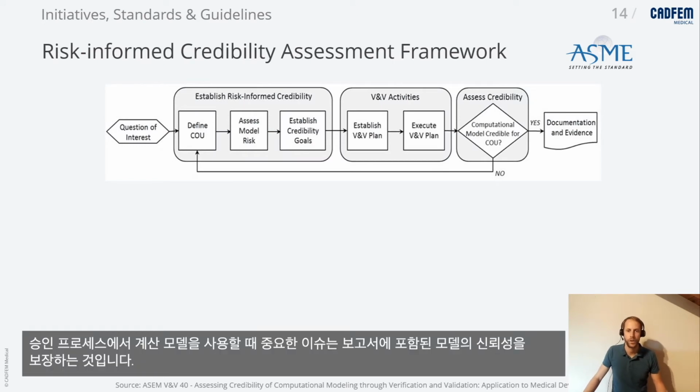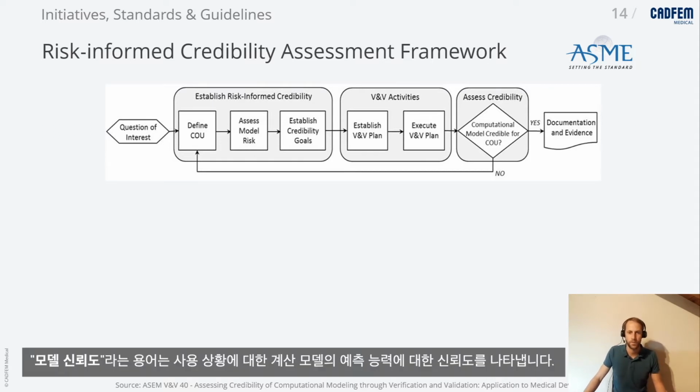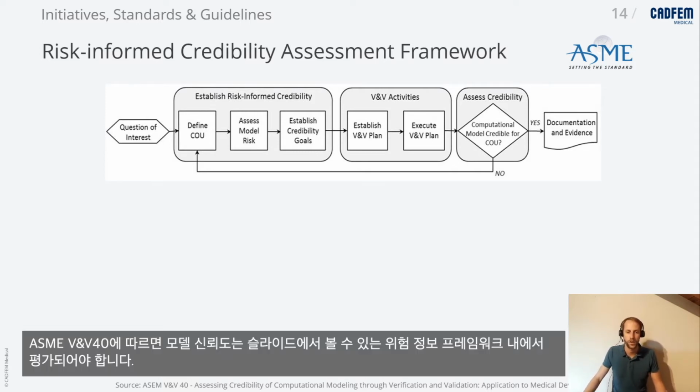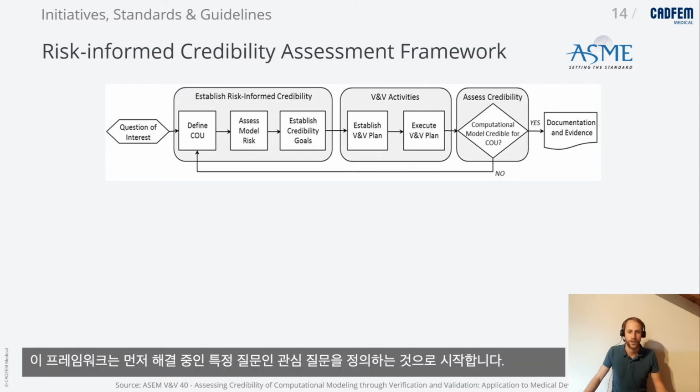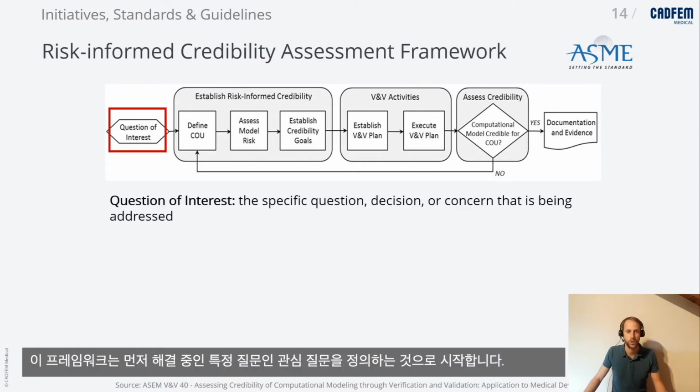One important issue when using computational models in the approval process is to assure model credibility in your documentation. The term model credibility refers to the trust in the predictive capability of the computational model for its context of use. So according to the ASME V&V 40, which you saw on the previous slide, the model credibility should be assessed within a risk-informed framework, which you can see here on this slide. This framework starts by first defining the question of interest, which is the specific question that is being addressed.